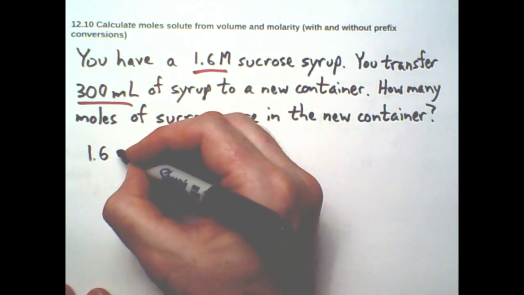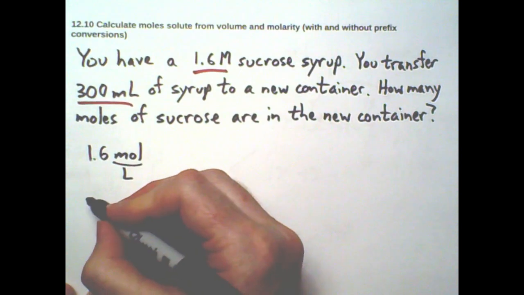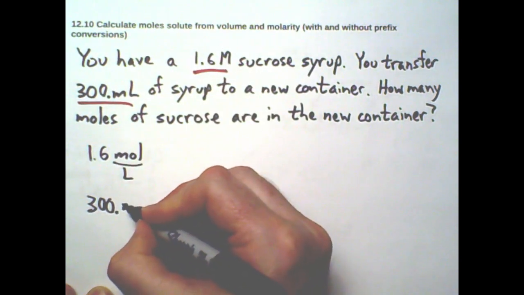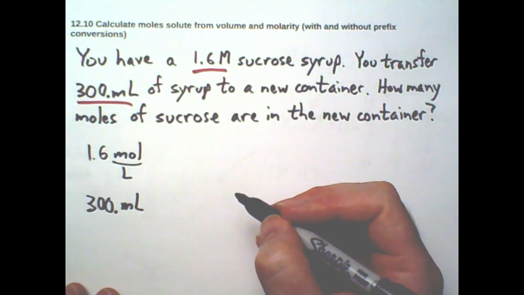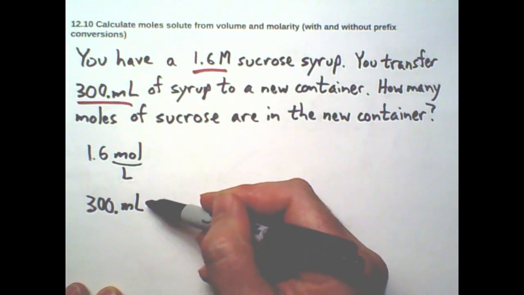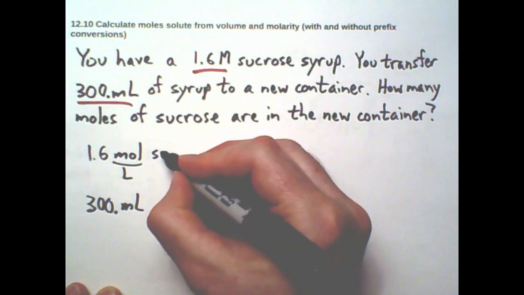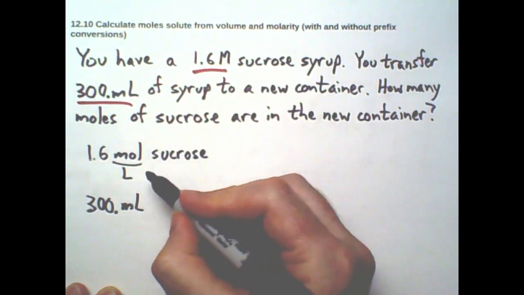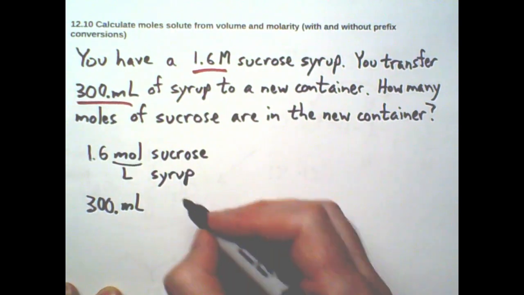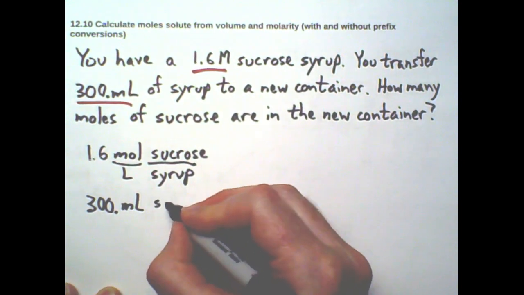But instead of writing molar, till you're an expert with this, write moles over liters. And 300, I'm going to put a decimal point there to indicate that it's exactly 300 milliliters to three significant figures. I need to know what these belong to. It's moles of solute. The solute is sucrose. Per liter of solution, and the solution is my syrup, I could just write solution. We transferred 300 milliliters of what object? Syrup.